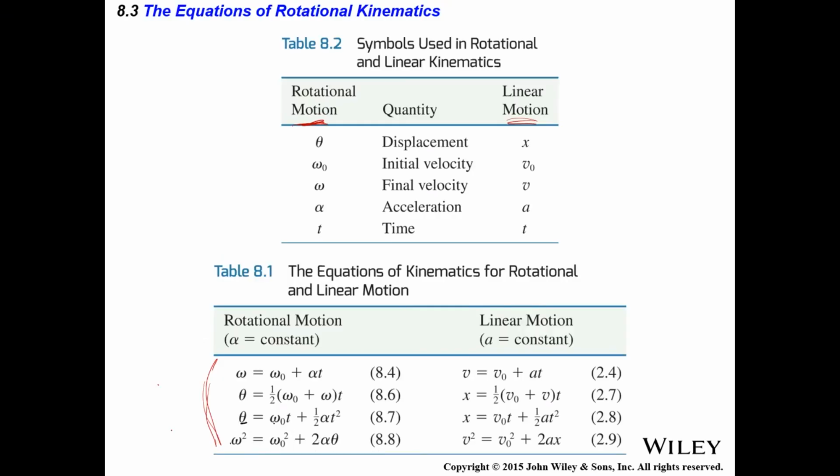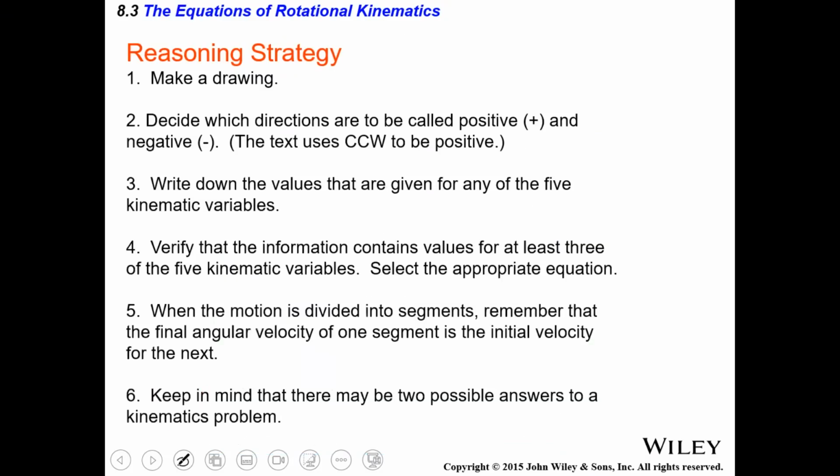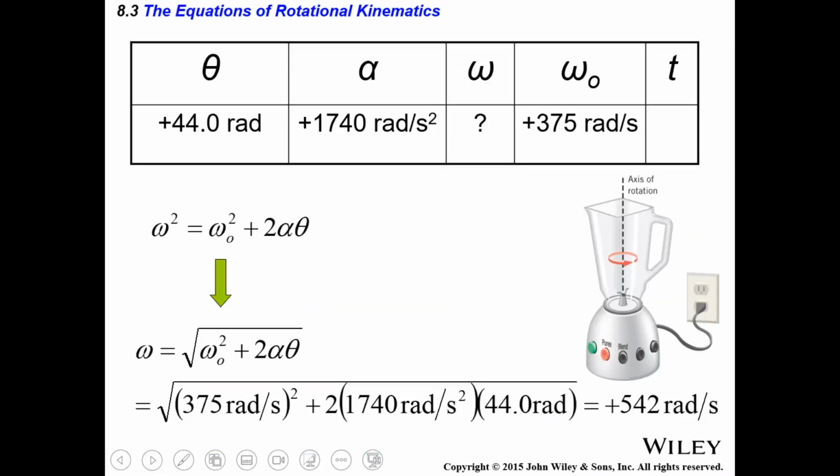So I'll write this down. I'll use omega squared equals omega 0 squared plus 2 alpha theta. So I'll take the radical of that, and I'll just substitute everything. Notice how theta is given to me in radian, which is the correct unit. And I found the final angular velocity to be 542 radian per second.